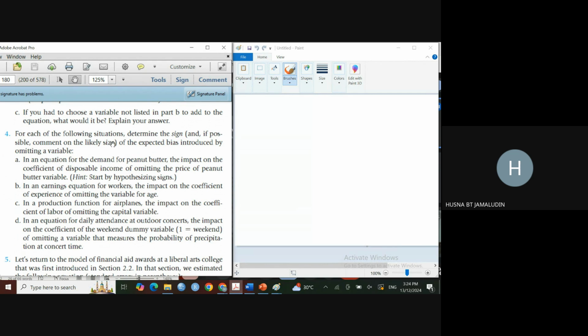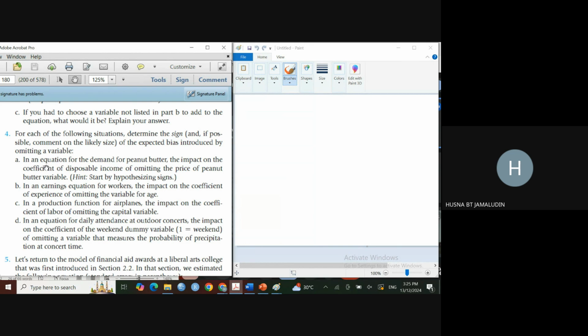So for each of the following situations, determine the sign and, if possible, comment on the likely size of the expected bias introduced by omitting a variable. Remember, when you have omitted a relevant variable, this omitted variable will introduce bias to the existing equation. So you want to see what kind of bias the omitted variable creates in the existing one.